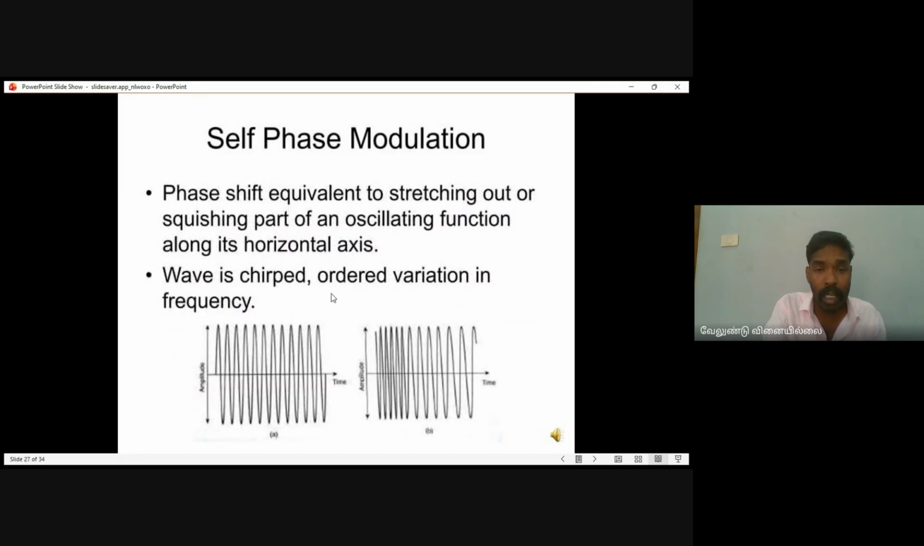So all of you see here, what does it look like? Here the wave is very dense. Here the wave is very sparse. The frequency is high here, the frequency is low here. So this phase shift varies along the horizontal axis. So this is varied with the frequency. So this is called self-phase modulation. Got my point? Got it, all of you? This is an example of self-phase modulation.